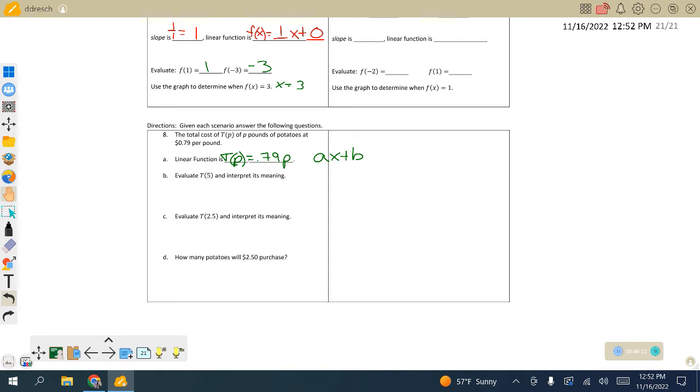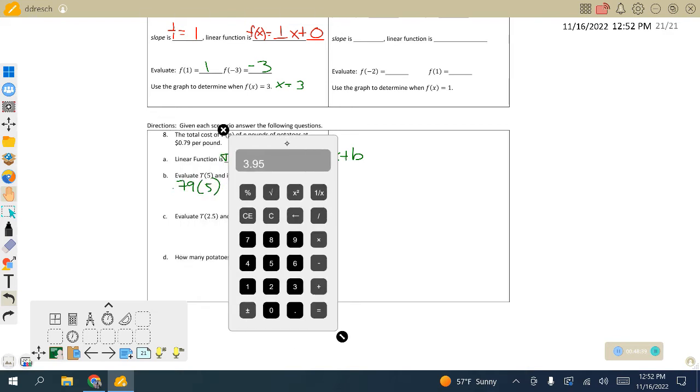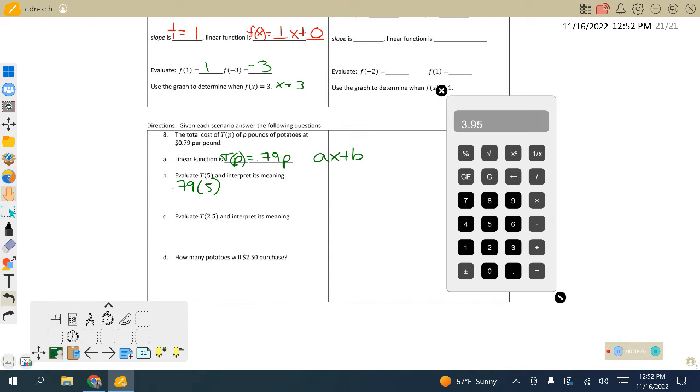Now, when they say evaluate T of 5, we just did that up above, basically, right? We've been doing those for the last month. That's like a prediction. If you buy 5 pounds of potatoes, what's it going to cost for 5 pounds of potatoes? So type it into your calculator. Make sure you can correctly type that in. And as Chloe said there, the cost for potatoes should be $3.95. So again, what does that mean? It means you bought 5 pounds. And how much did you pay?